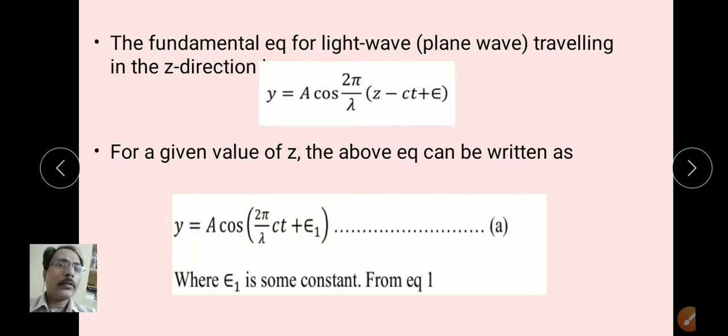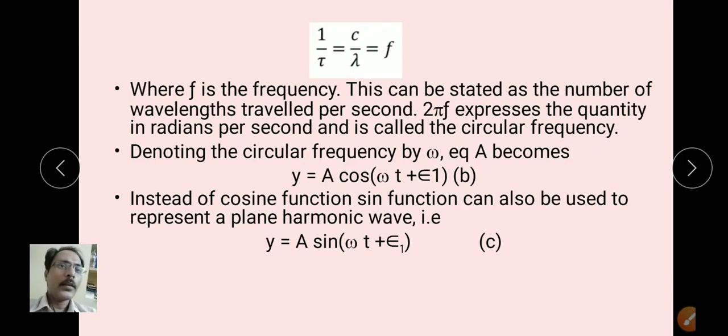We write y is equal to A cos 2 pi by lambda (ct plus epsilon 1), where epsilon 1 is some constant from equation 1. This is the equation I explained earlier. 1 by t, the reciprocal of the time taken, is equal to the frequency: 1 by t is equal to c by lambda, which is equal to f. Where f is frequency, this can be stated as the number of wavelengths traveled per second, meaning the number of frequency oscillations within a second.